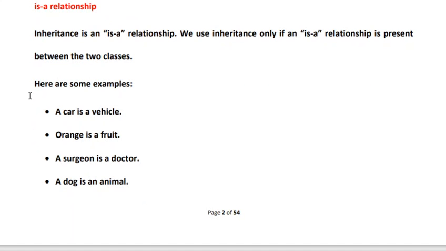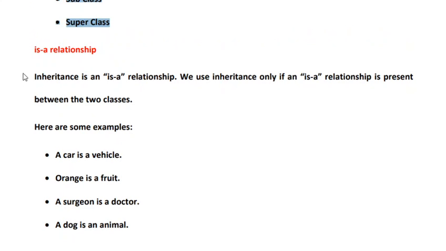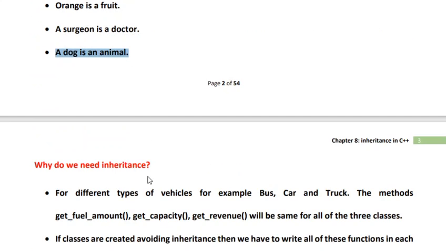Now let us try to understand what inheritance is capable of representing. Inheritance is capable of representing an is-a relationship. We use inheritance only if there exists an is-a relationship between different classes. For example, a car is a vehicle, an orange is a fruit, a surgeon is a doctor, a dog is an animal. So these are examples of is-a relationships.